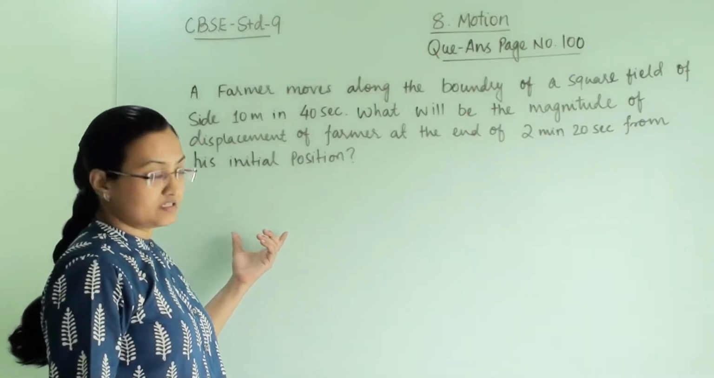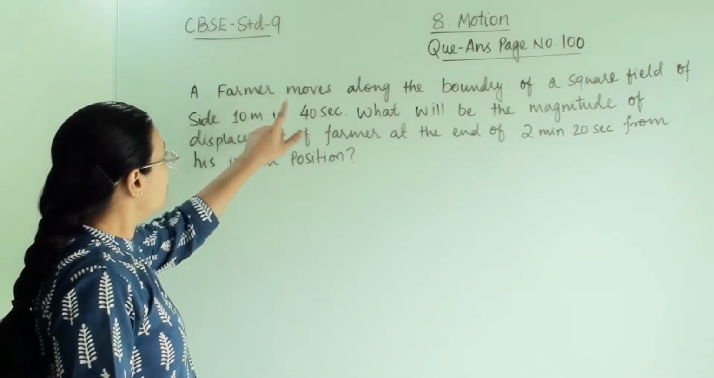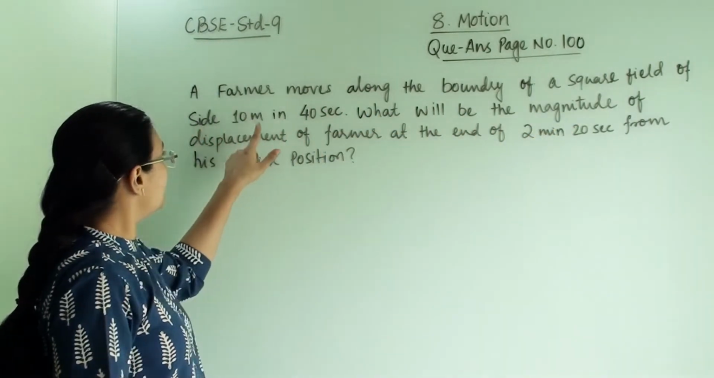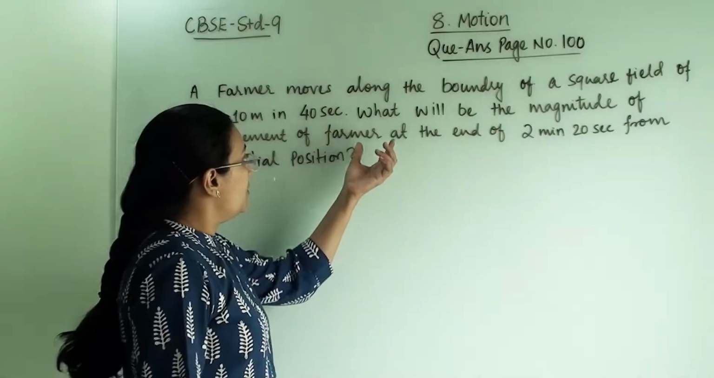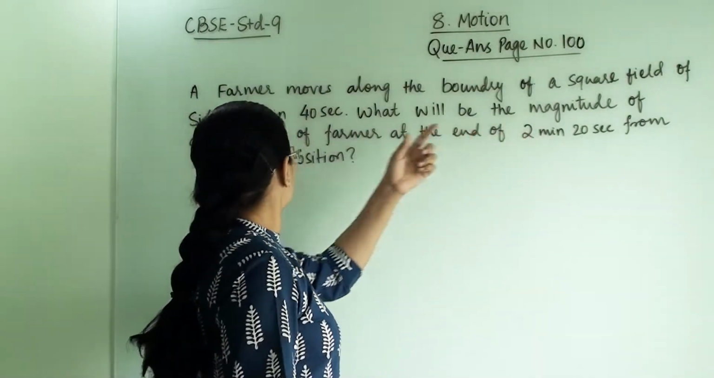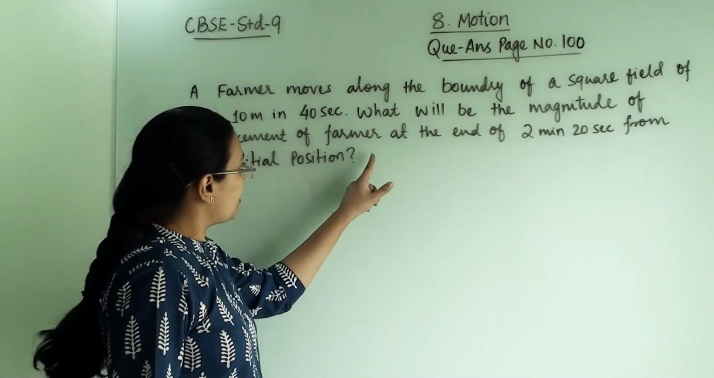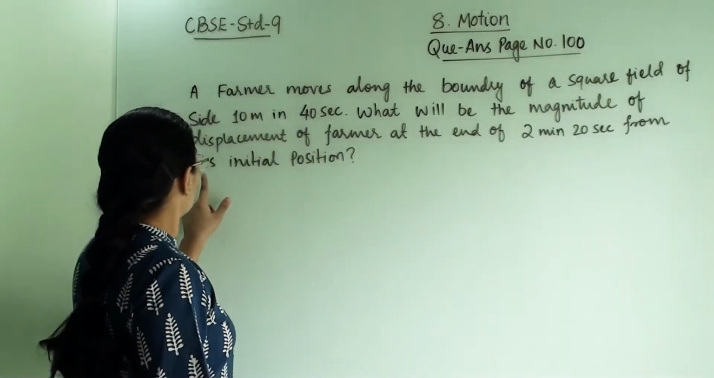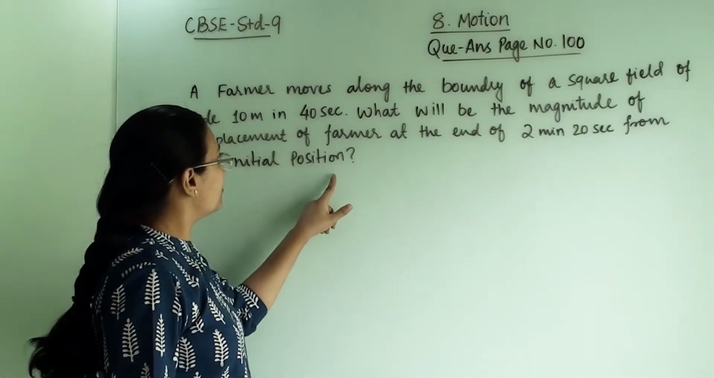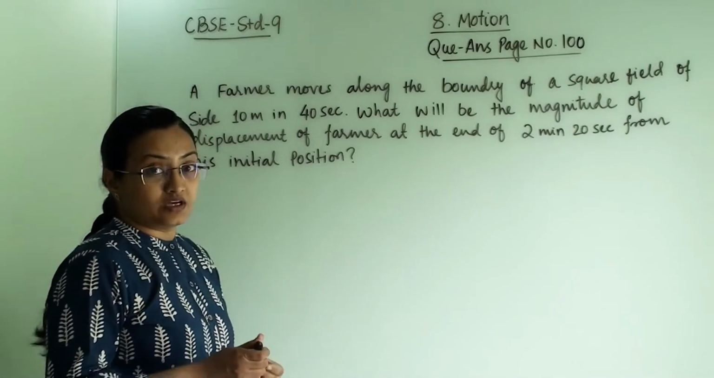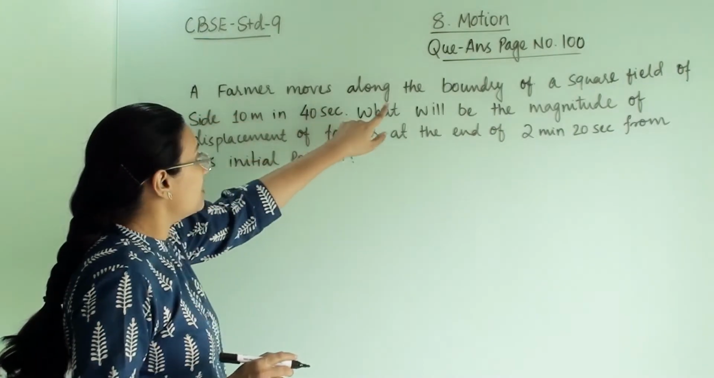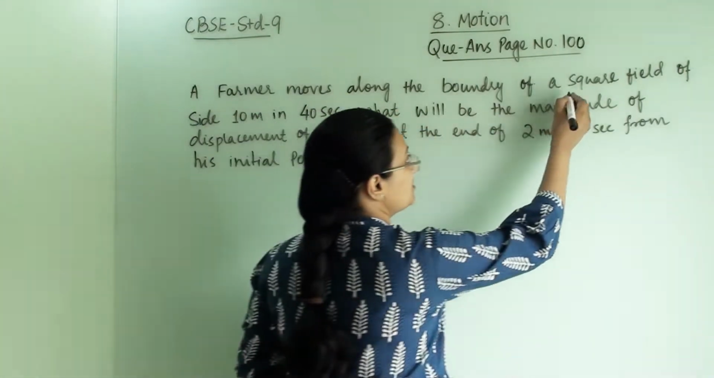Let us see a second numerical. A farmer moves along the boundary of a square field of side 10 meter in 40 seconds. What will be the magnitude of displacement of the farmer at the end of 2 minutes 20 seconds from his initial position? So here the first situation is the farmer is moving along the boundary of a square field.